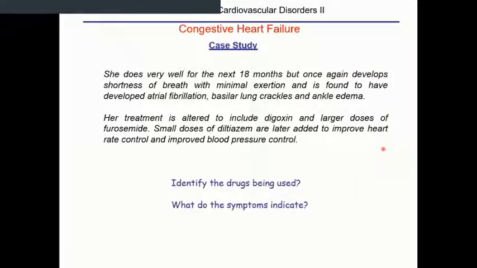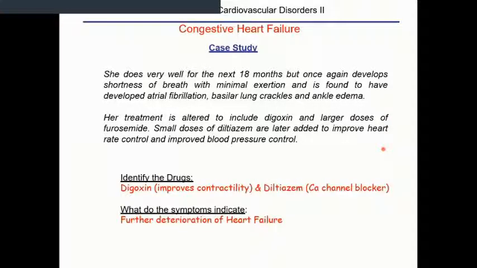She does very well for the next 18 months, but once again she develops shortness of breath with minimum exertion and is found to have developed AF, bibasilar lung crackles, and ankle edema. Her treatment is altered to include digoxin and larger doses of furosemide. Small doses of diltiazem are later added to improve heart rate control and blood pressure control. So what were the drugs used and what do the symptoms indicate? The drugs added were digoxin to improve contractility and diltiazem, which is a calcium channel blocker. The symptoms indicate further deterioration of heart failure.